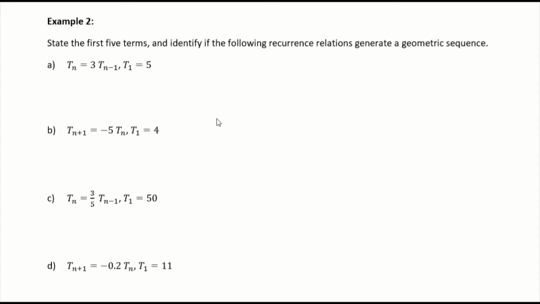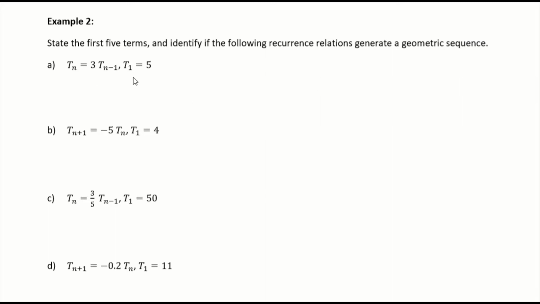Okay, so I hope that just by looking at the recurrence relation, you should be able to identify whether it's a GP or not, right? So if it's not, then you should be able to know it's not. But the question wants us to state the first 5 terms, so you can do some exercise on how to write down the first 5 terms for the recurrence relation.